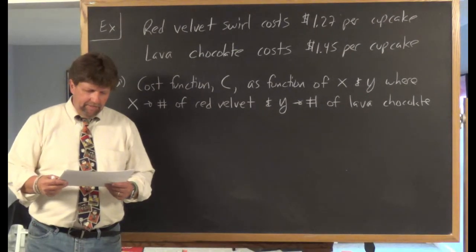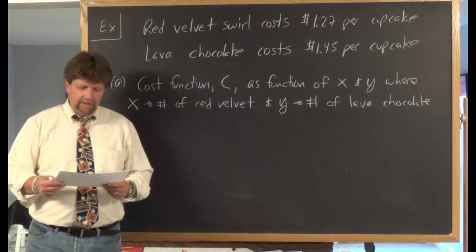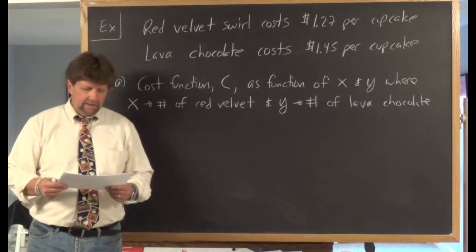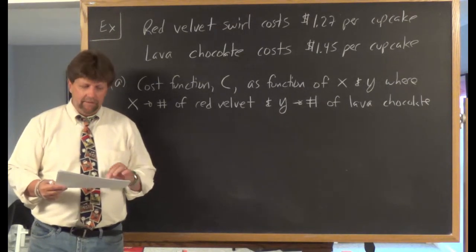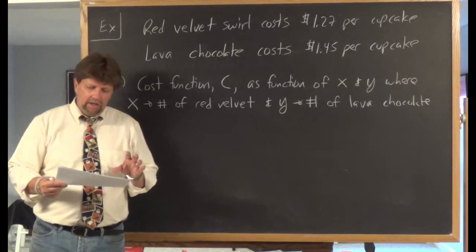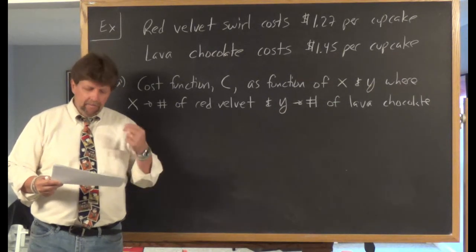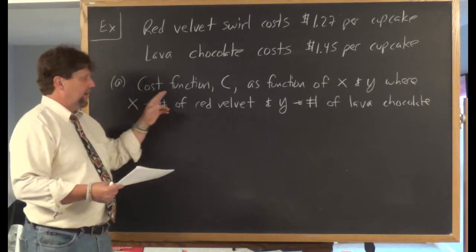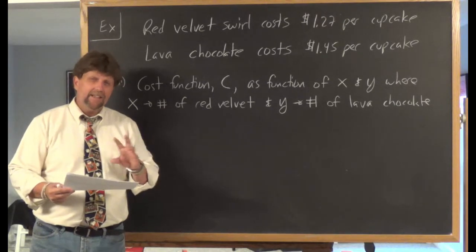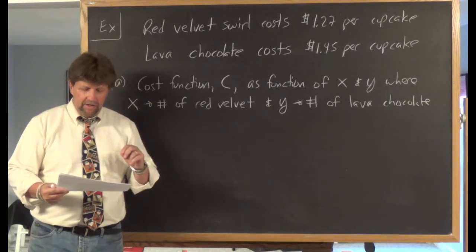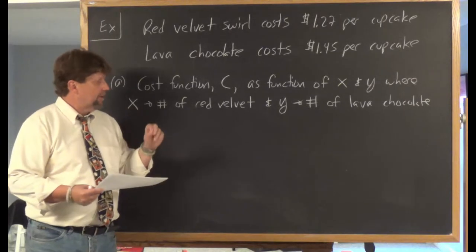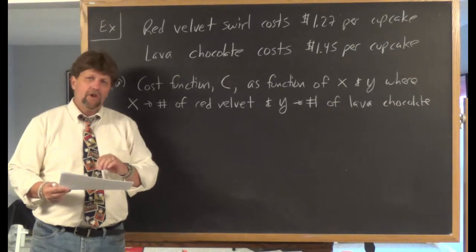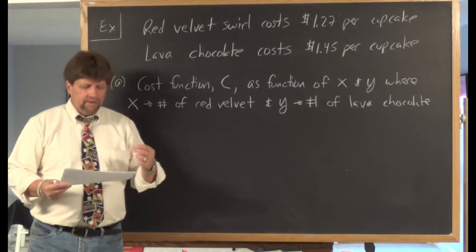All right, this example we left off with said Cuppa-Cupcakes makes gourmet cupcakes for special events. The red velvet swirl costs $1.27 per cupcake, while the lava chocolate costs $1.45 per cupcake. In part A, we're going to determine a cost function C, a function of x and y, a function of two independent variables, where x is the number of red velvet swirl cupcakes and y is the number of lava chocolate cupcakes. So let's just think about this for a minute.